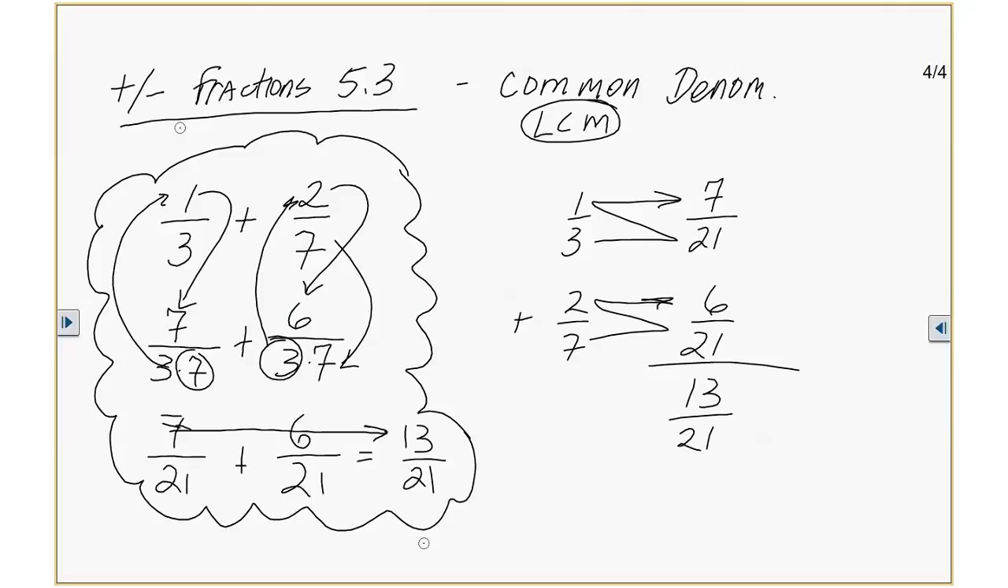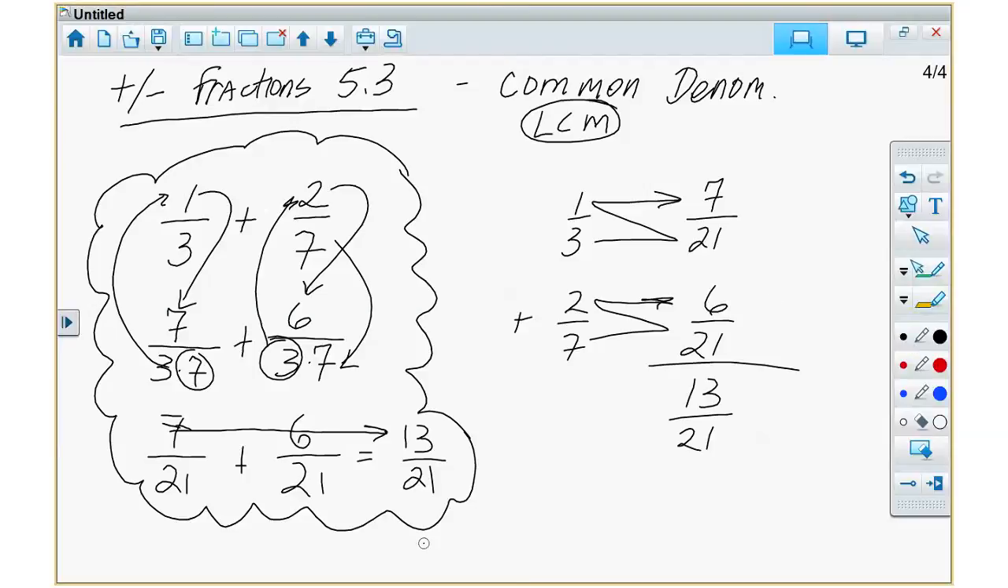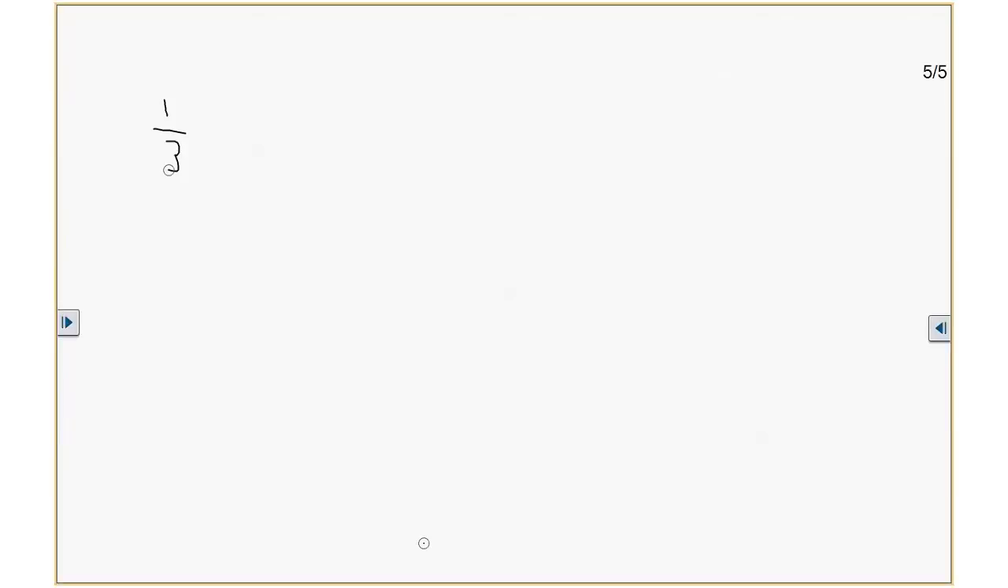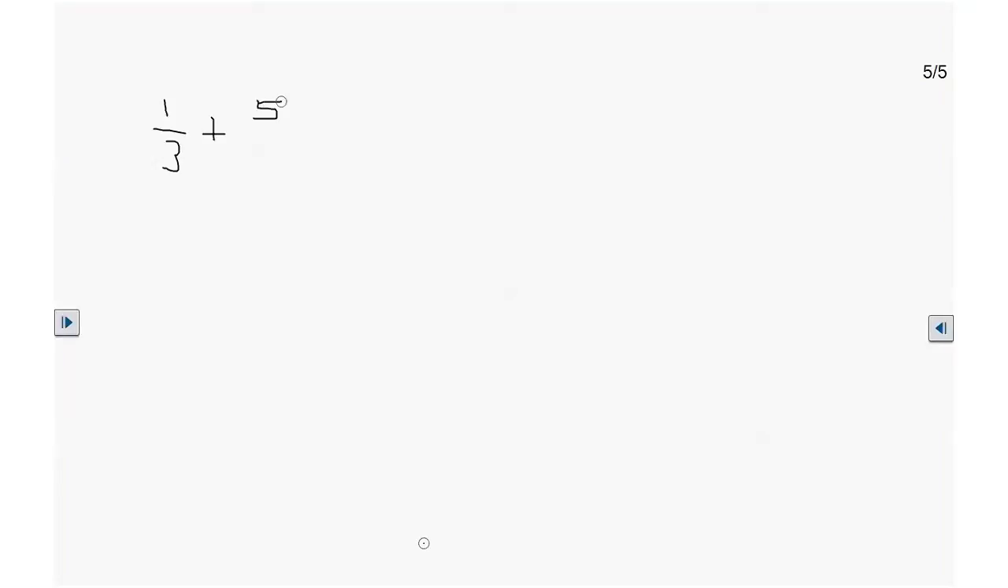Now, that's a very simple one. That's 3 and 7. A lot of you say, well, all you gotta do is multiply the numbers. Yes, when you have two prime numbers, all you gotta do is multiply them together. But sometimes you're not gonna have two prime numbers. Sometimes you're gonna have something different. Sometimes you might have 1/3 plus 5/6.